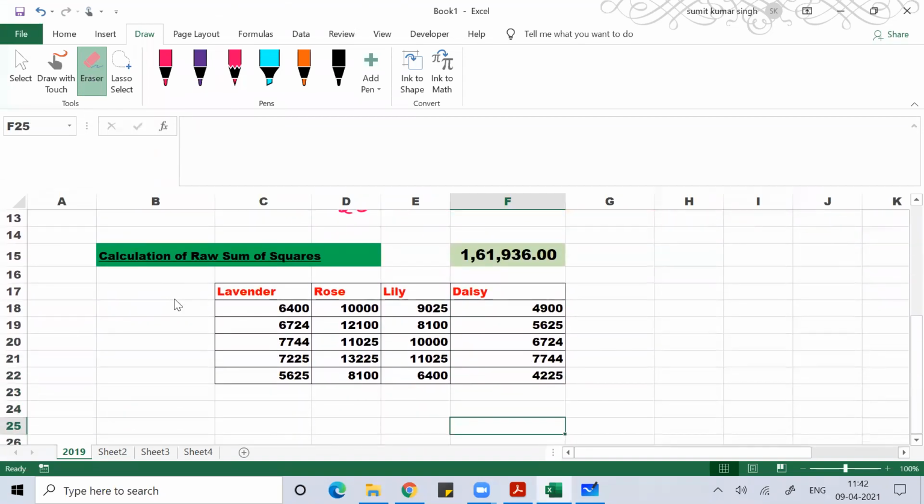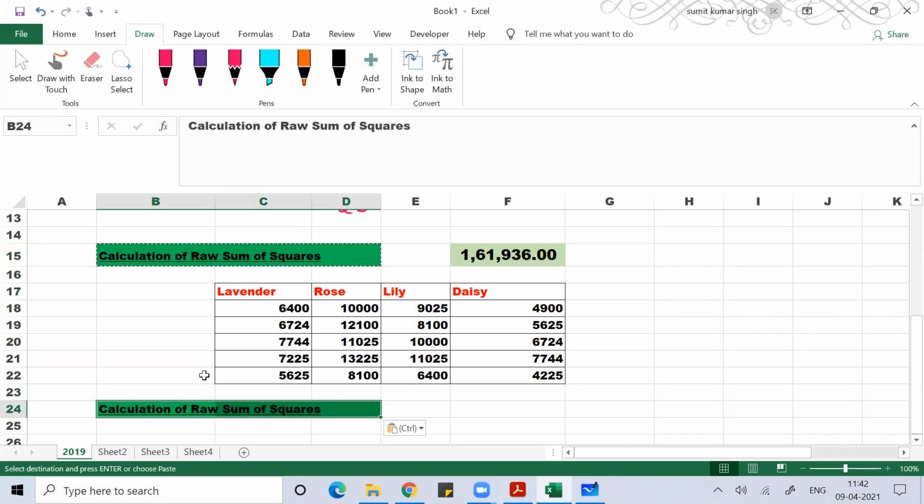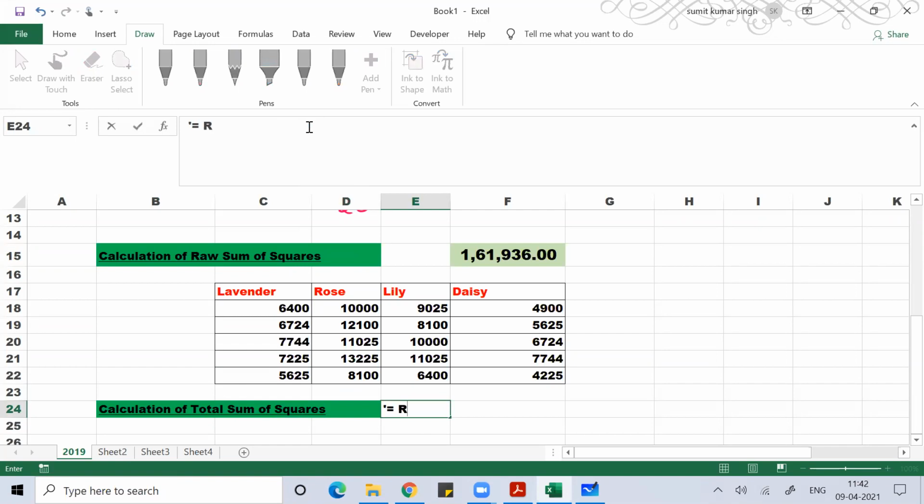So we found the raw sum of square. Once we find the raw sum of square, then we'll find the total sum of square. What is total sum of square? Total sum of square is basically raw sum of square minus correction factor. That is your total sum of square.